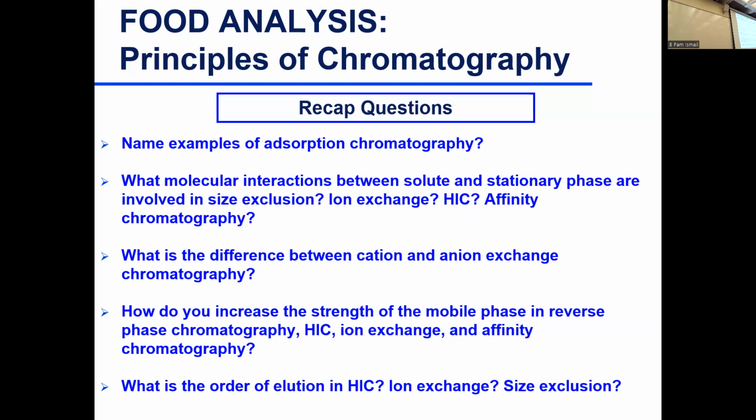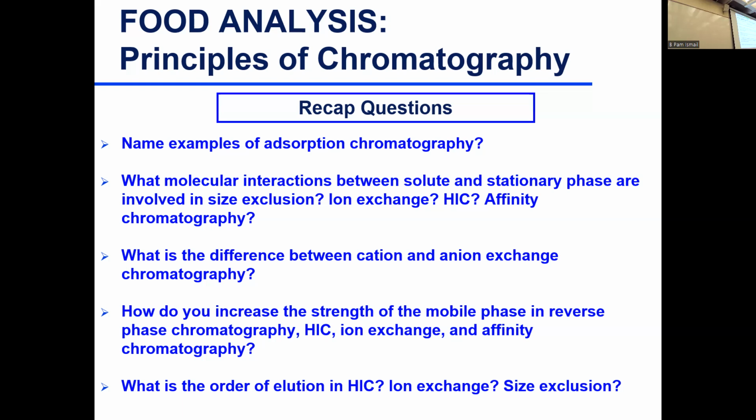What is the order of elution in hydrophobic interaction chromatography? Does the least hydrophobic come out first or last? The interactions are hydrophobic, so do you expect the least hydrophobic to elute first, or the most hydrophobic? The least hydrophobic will leave the column first because it will have the least interaction with your stationary phase.